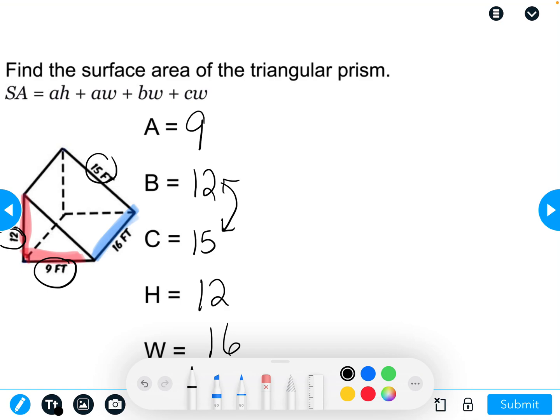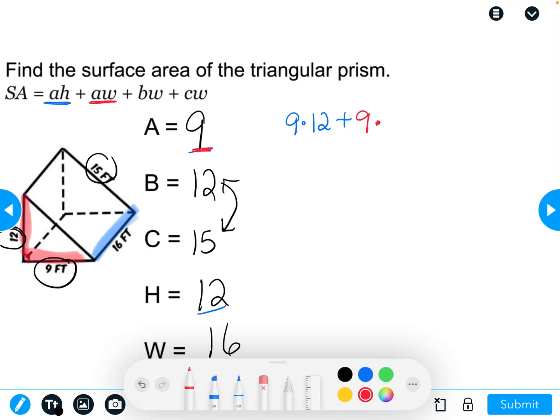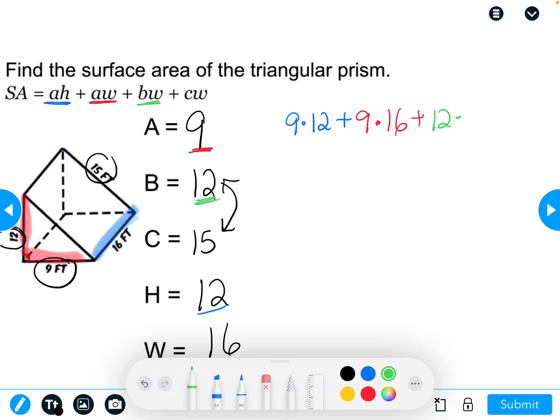So now we just need to follow our formula. So we have A times H. A is 9 times H is 12 plus A times W. A is 9 again, and W is 16. On to the third part of our formula, B times W. B we identified here as 12 and W as 16. And the last part of our formula, C times W. C we identified as 15 and W as 16.